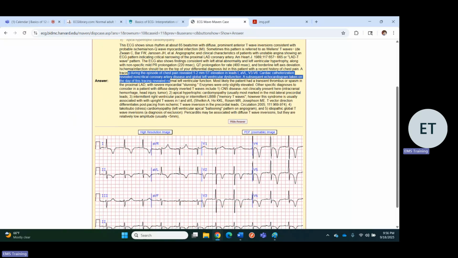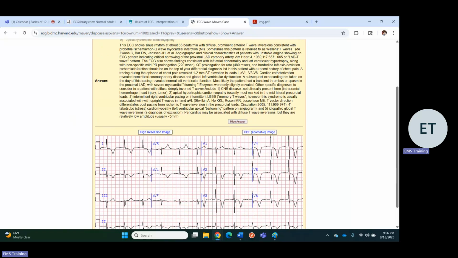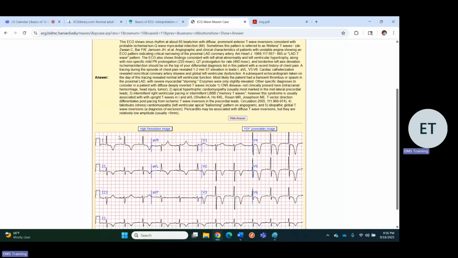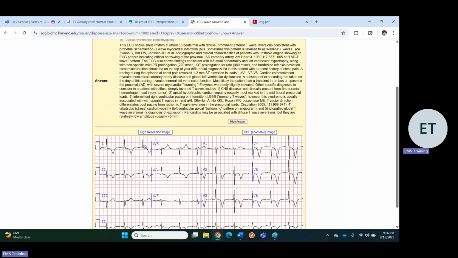A subsequent echocardiogram taken on the day of this tracing revealed normal. Oh, wow. Most likely the patient had a transient thrombus or spasm of the proximal LAD with severe myocardial stunning. That's what's caused this. It looks like a reperfusion wave. Enzymes were only slightly elevated. Man, this is the most egregious Wellens I've ever seen. This is very atypical for Wellens to be in such prominent areas.